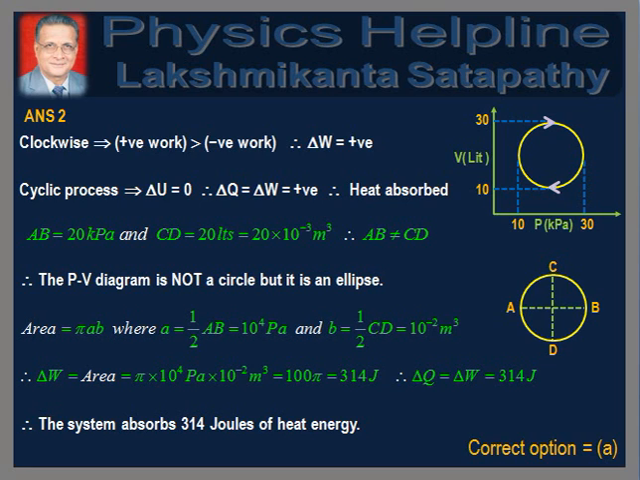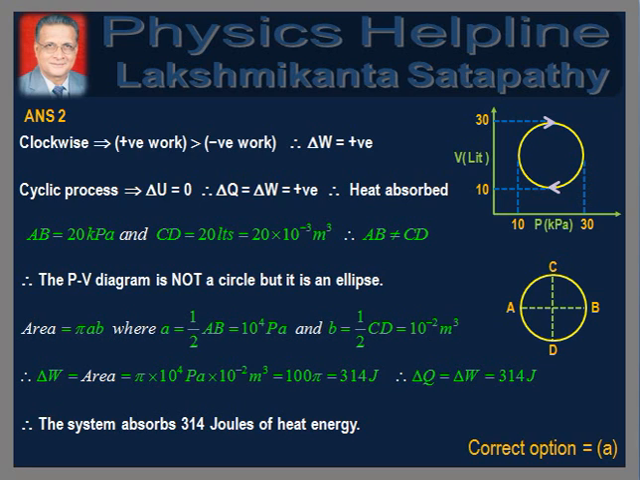Also, for a cyclic process, change in the internal energy delta U is equal to 0. Therefore, we have delta Q is equal to delta W, which is positive. Hence, heat is absorbed by the system. Now, delta W is equal to area enclosed by the PV diagram.